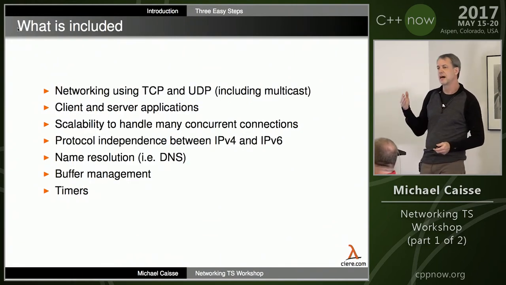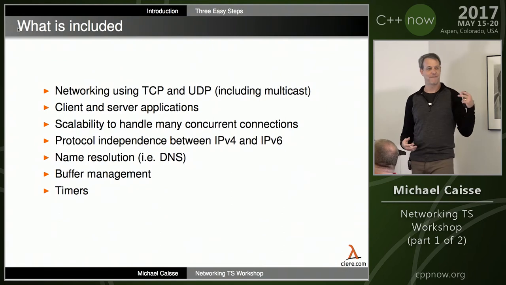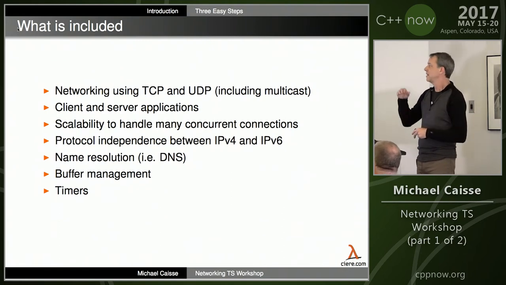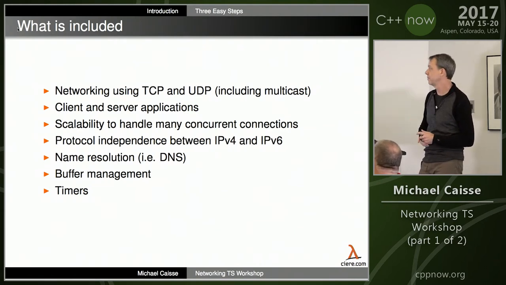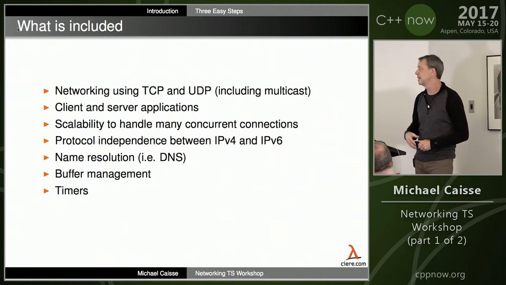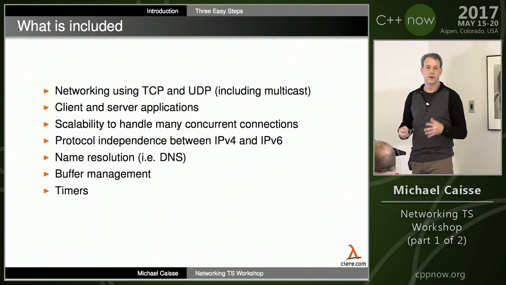So what's included? If you're familiar with ASIO, then you might be expecting a lot of different things: serial port support, file systems, all kinds of different things, right? Inside the networking TS, it deals with two things, TCP and UDP for the networking protocols. It deals with client and server applications, how to deal with scalability, protocols that are both V4 and V6. It has name resolution in it, timers, and buffer management, of course. So those are the things that are in it.